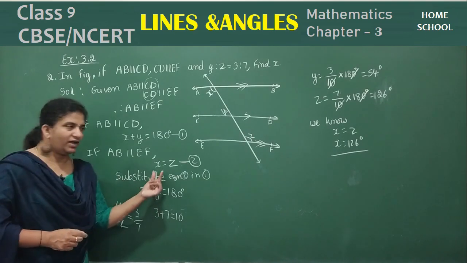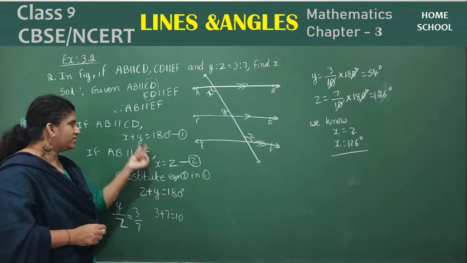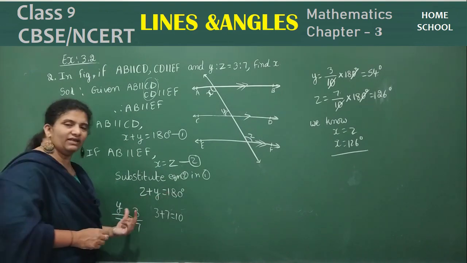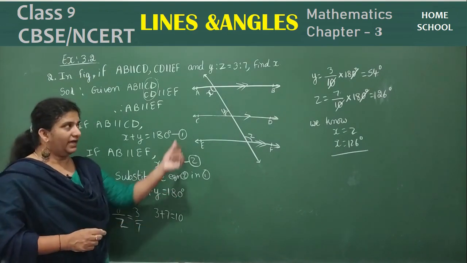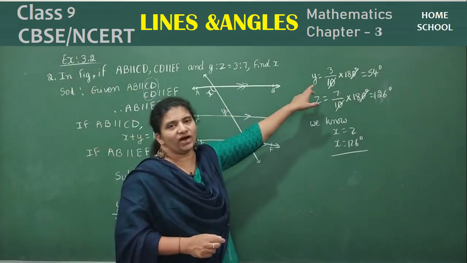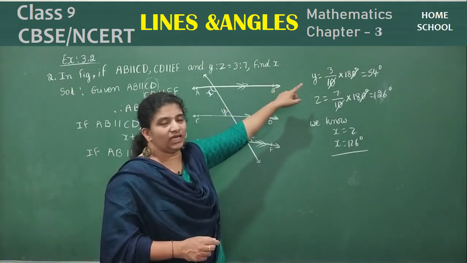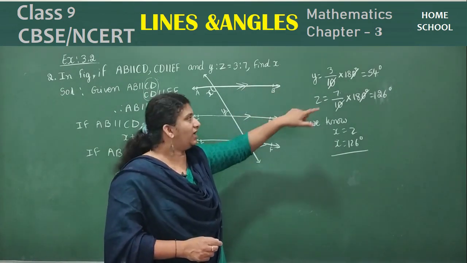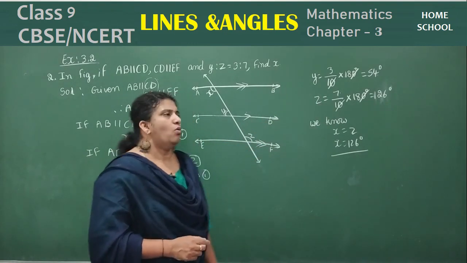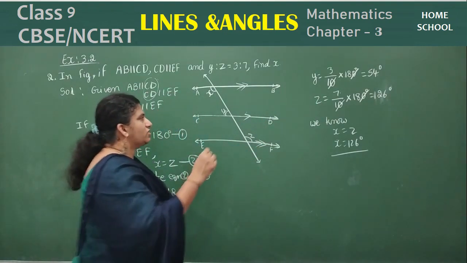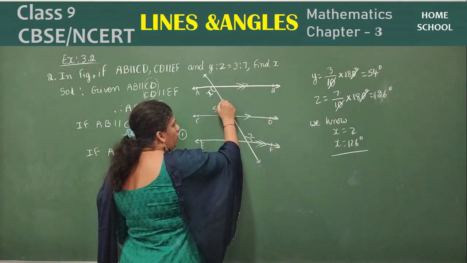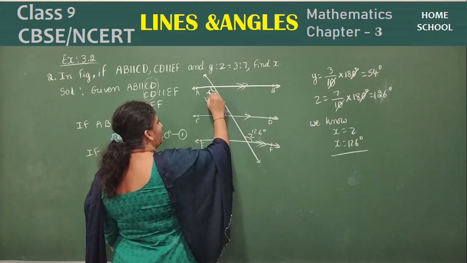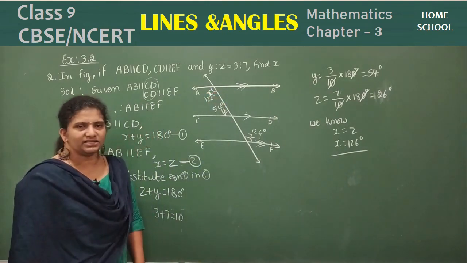And then we use x is equal to z. Then what have we done? We have substituted z instead of x. z plus y is equal to 180. Then we added the ratio. Then what is the value of y? How will you find it? 3 by 10 into 180 degrees. You get 54 degrees, and angle z is equal to 126 degrees. So observe here, y is 54 and z is 126. If z is 126, its alternate angle x is also 126 degrees.